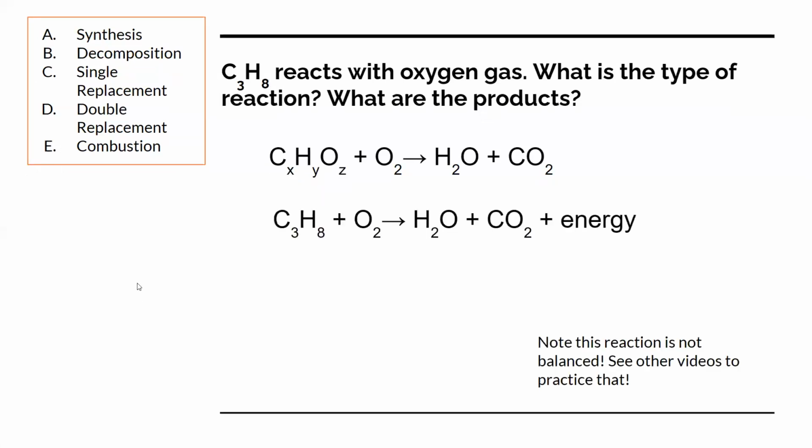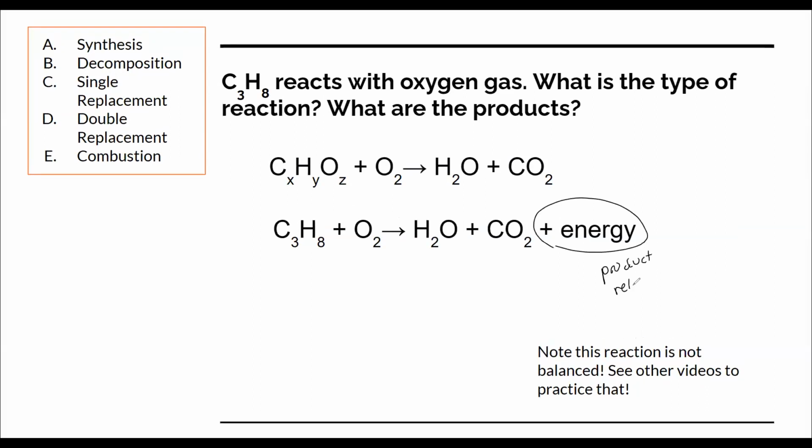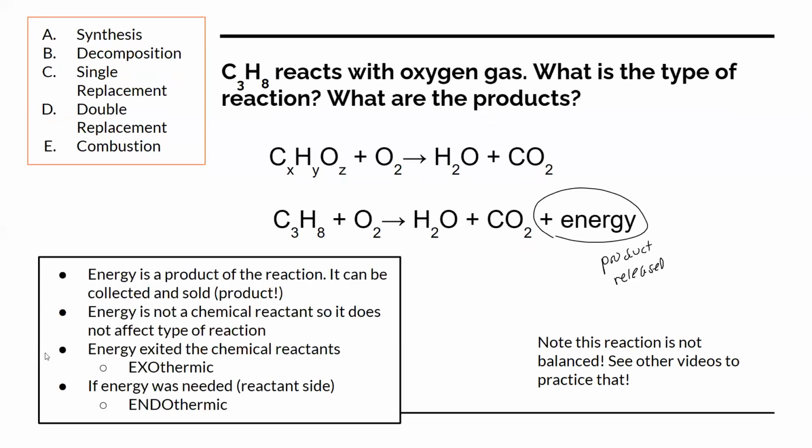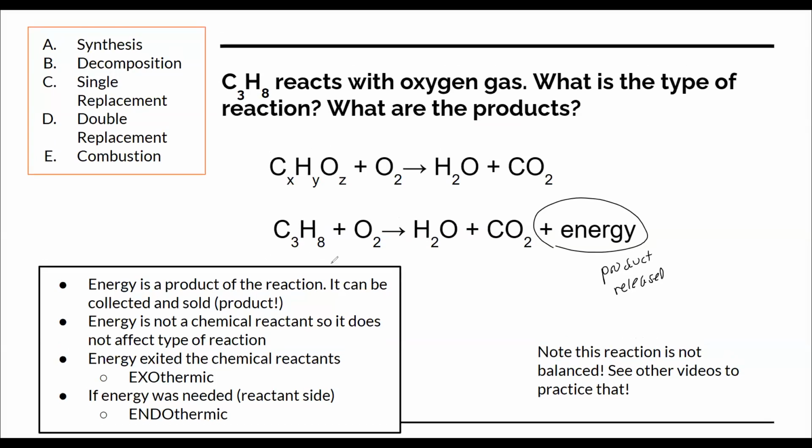Now, sometimes it's going to show up like this, and it's going to put an energy on a specific side. This one has the energy on the product side, which means it was released in the reaction because we released it and then we could collect it because it's a product. It's separate now from the water and the carbon dioxide. It released, it exited, it is exothermic. If you see an energy or a heat or anything like that on the reactant side, it would be endothermic.